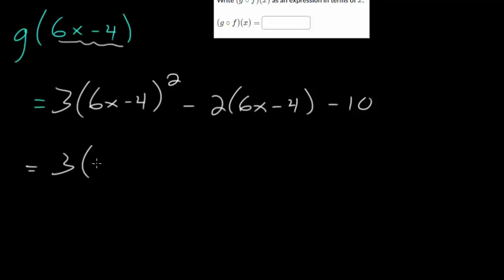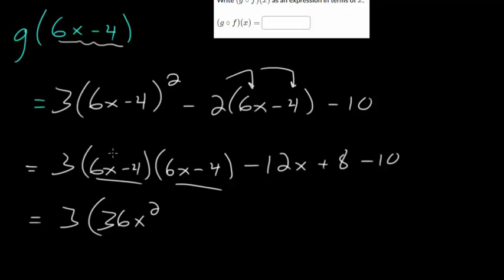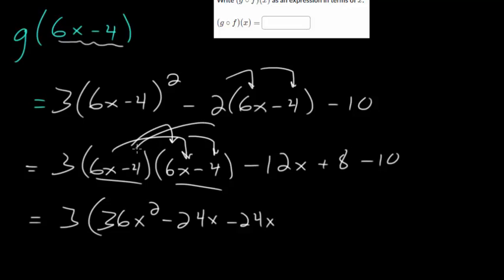So I will rewrite this as 6x minus 4 times 6x minus 4, so we can multiply those binomials. Here I will distribute the negative 2. So we get minus 12x plus 8 minus 10. Now over here, I'm going to multiply these two binomials by distribution. So I get 36x squared for that one. And by minus 4, that'd be minus 24x. We do the same here, minus 24x. And then the minus 4 and the minus 4 make positive 16.